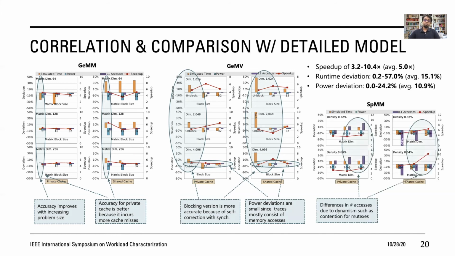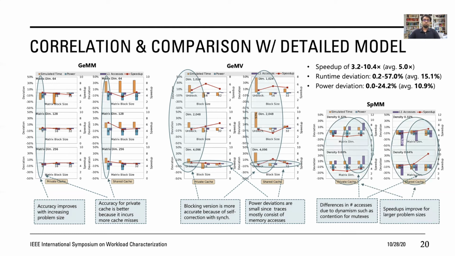For SPMM, there are two opposing trends. We see that the L1 access count deviation is overestimating the L1 accesses for private cache, and underestimating it for shared cache. While the HetSim version generates an equal number of memory accesses in both hardware configurations, we observe that the detailed model generates far more traces in the shared cache case. This is due to dynamism in runtime variables such as scheduling and contention, which is not modeled in HetSim.